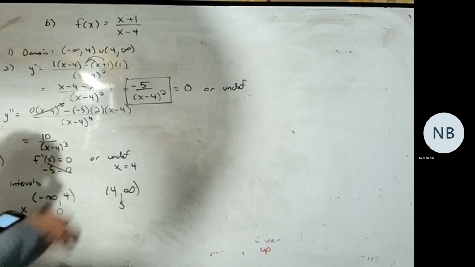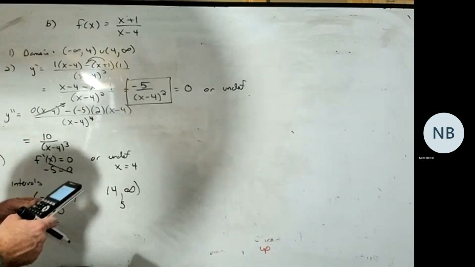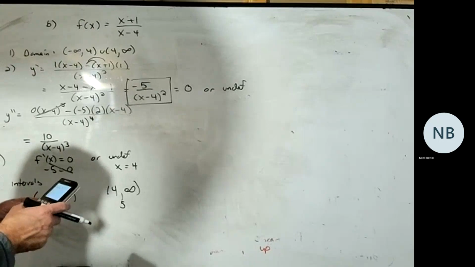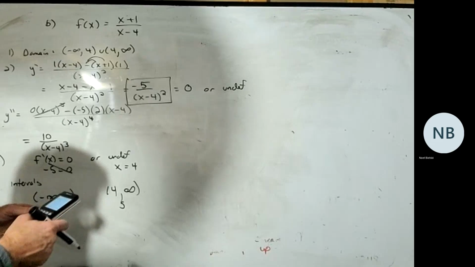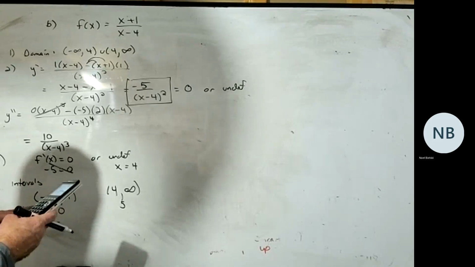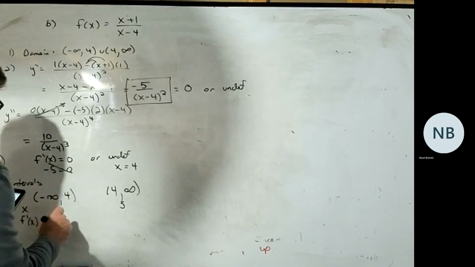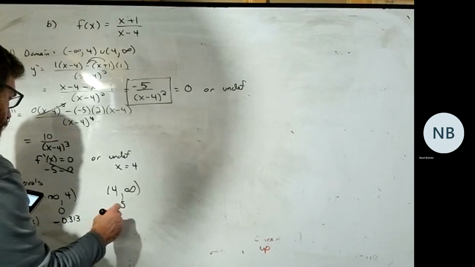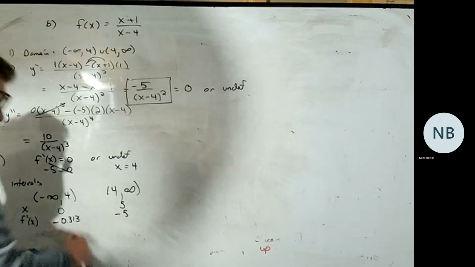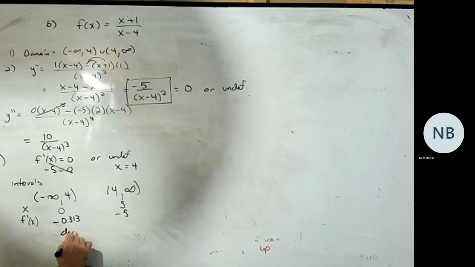But we can also just type that into our calculator. Minus 5 divided by x minus 4 quantity squared. And we can do 0 and 5. So I get negative 0.313. And here I get a negative 5, which is interesting because notice how they're both negative. It means this thing is decreasing before, and it's also decreasing after.